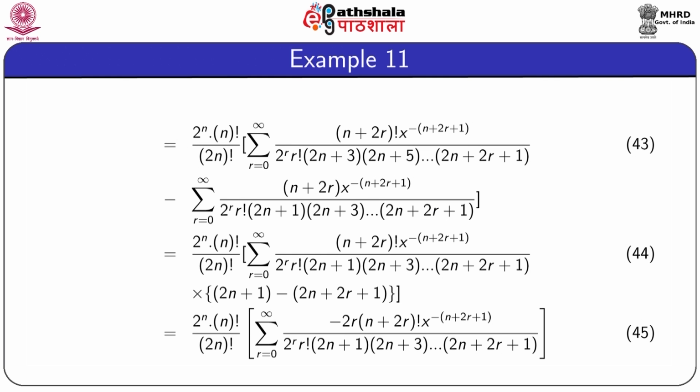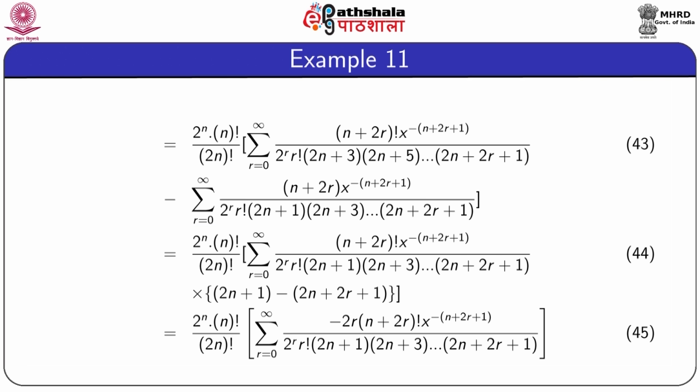After simplification, we get equation number 43, which is 2 to the power n into n factorial divided by 2n factorial, multiplied by summation r equal to 0 to infinity (n plus 2r) factorial x to the power minus n plus 2r plus 1, divided by 2 to the power r into r factorial into (2n plus 1)(2n plus 5) dot dot dot (2n plus 2r plus 1), minus summation r equal to 0 to infinity (n plus 2r) x to the power minus n plus 2r plus 1, divided by 2 to the power r factorial (2n plus 1)(2n plus 3) dot dot dot (2n plus 2r plus 1).